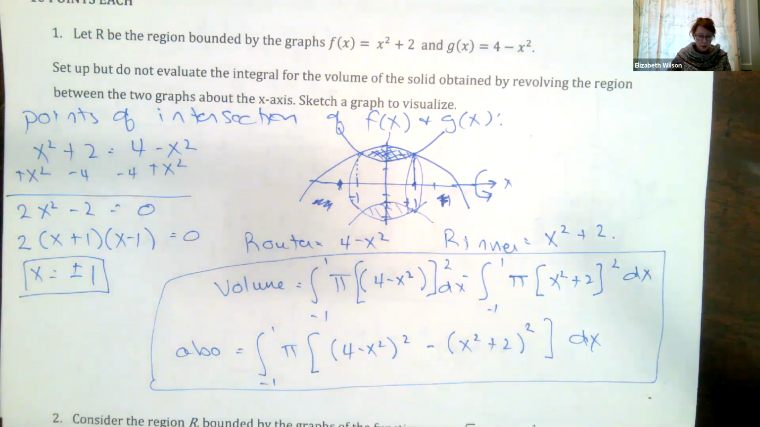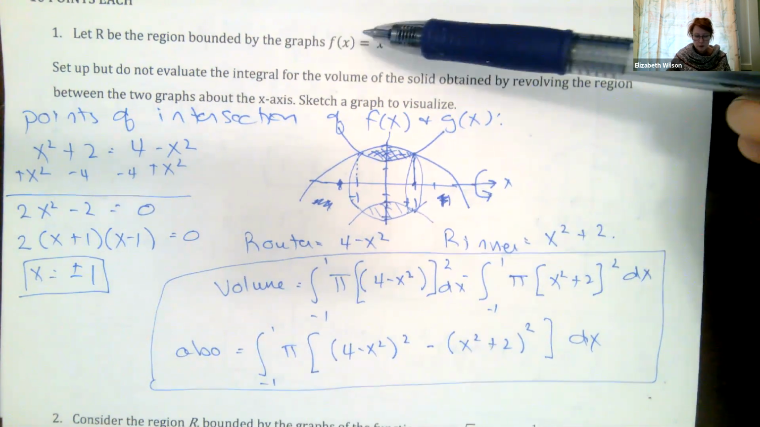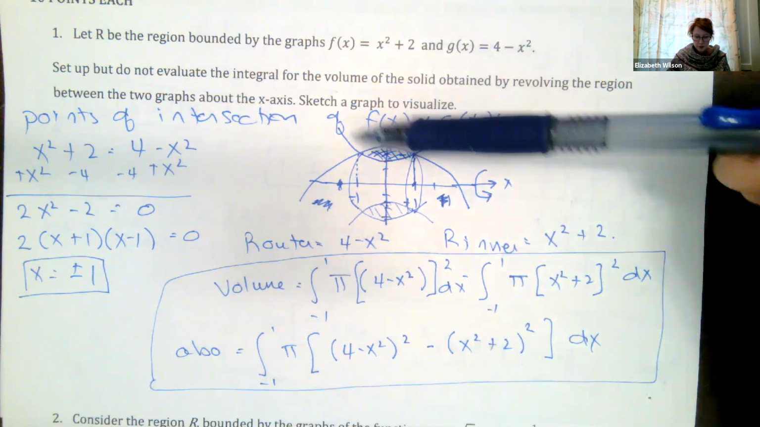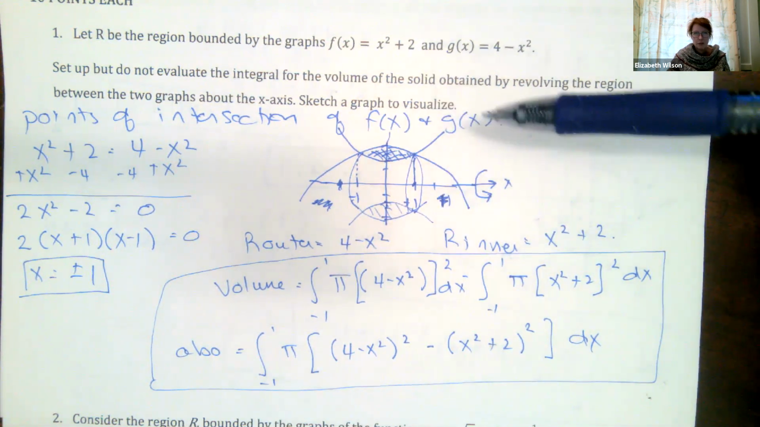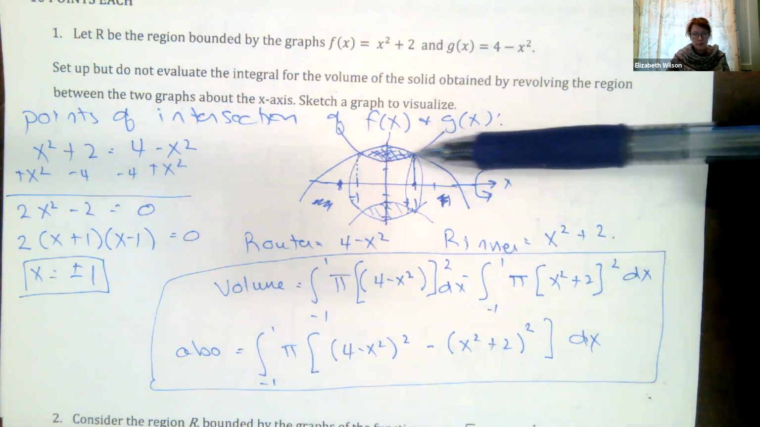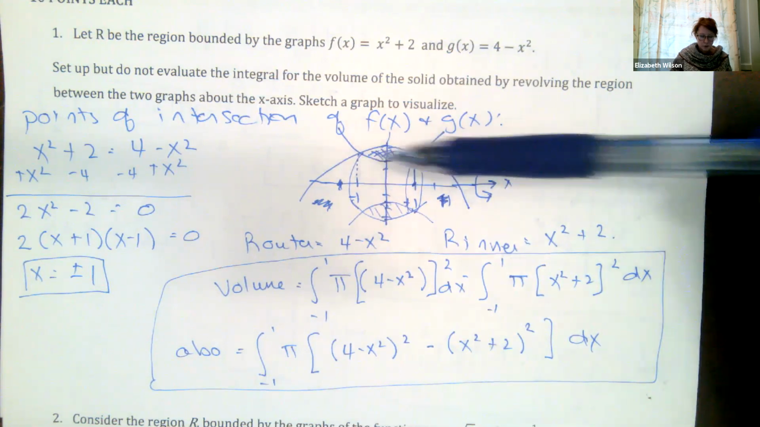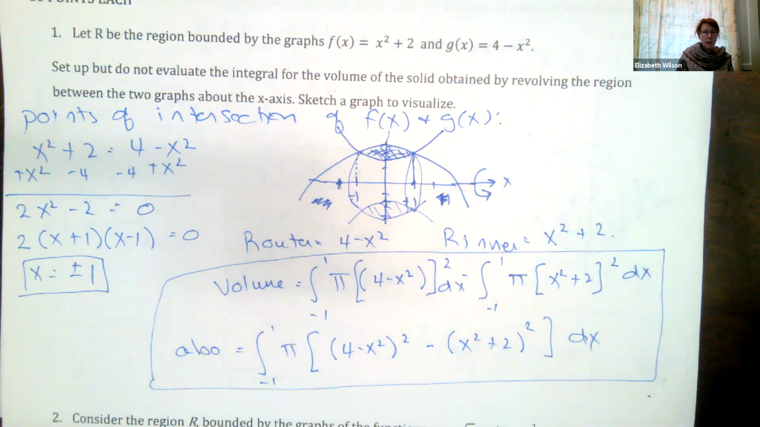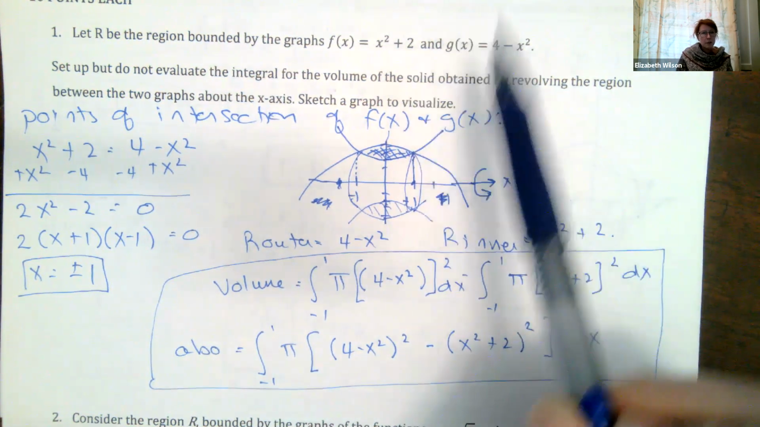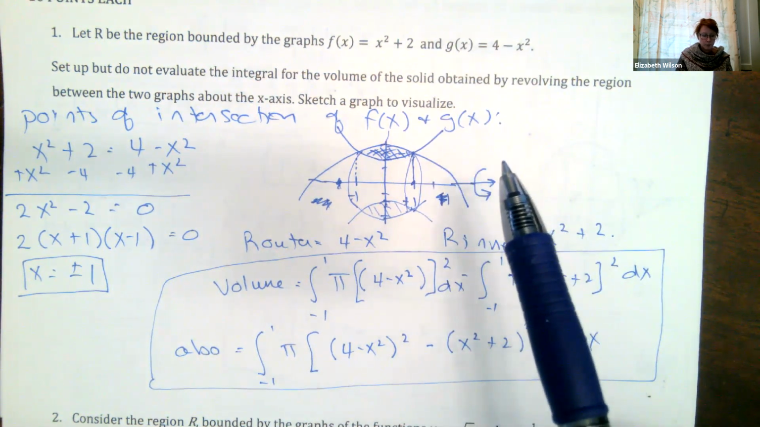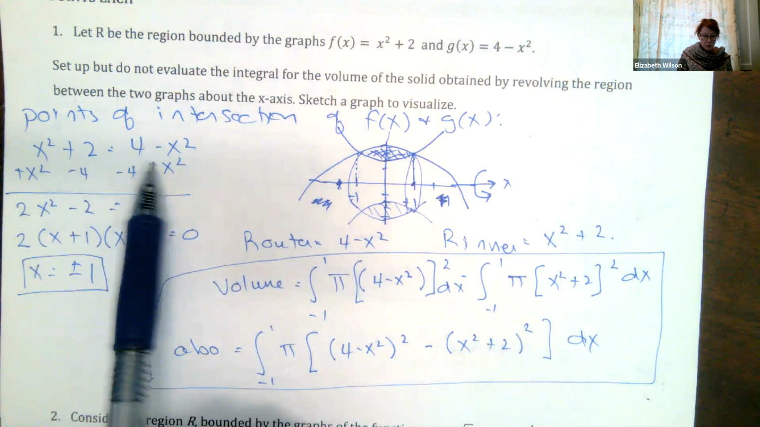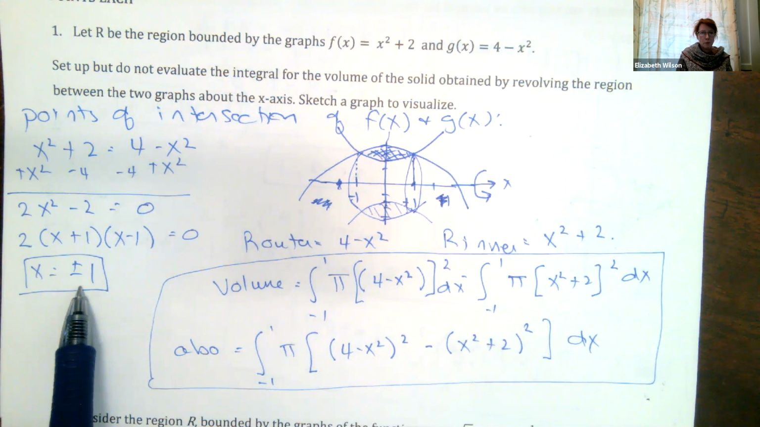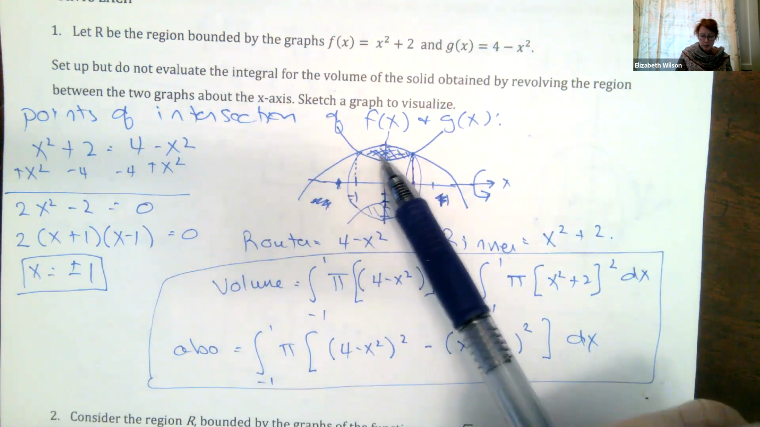All right, so question 1, we've got the region between the graphs x² + 2 and 4 - x². So I like to graph these out, but you can't just look at the graph and say, what are our points of intersection? We didn't give you a range of values to integrate from. So if you don't have that, you have to find the points of intersection between these two. So I have to set the two functions equal to each other, and then I solve for x. I get x equals plus or minus 1. That gives me my bounds of integration, right?